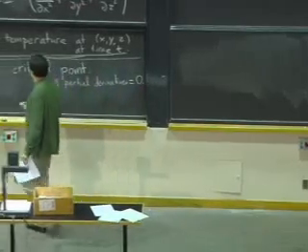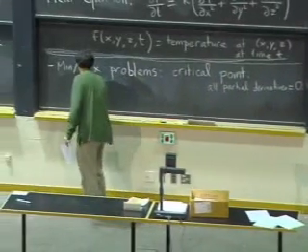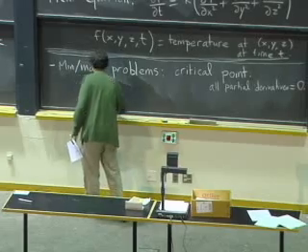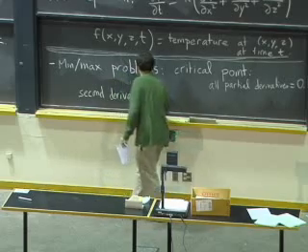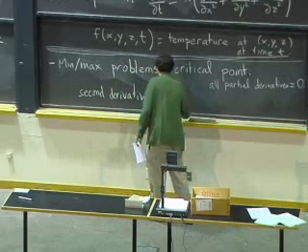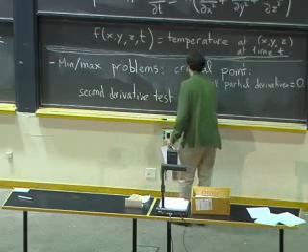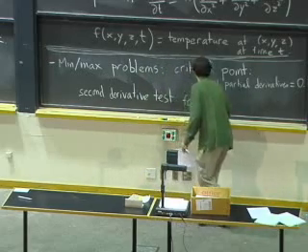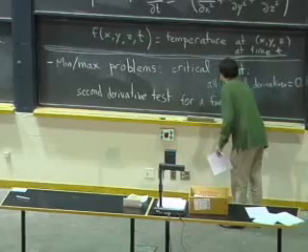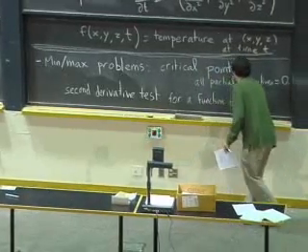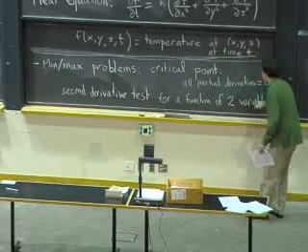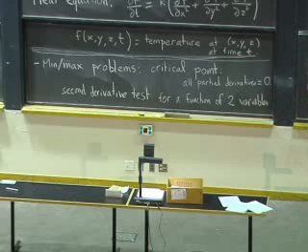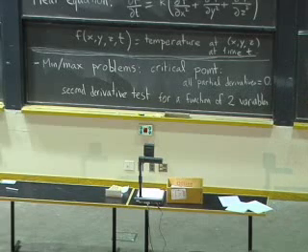And we've seen a method using second derivatives to decide which kind of critical point we have. So I should say that's for a function of two variables, to try to decide whether a given critical point is a minimum, a maximum, or a saddle point.